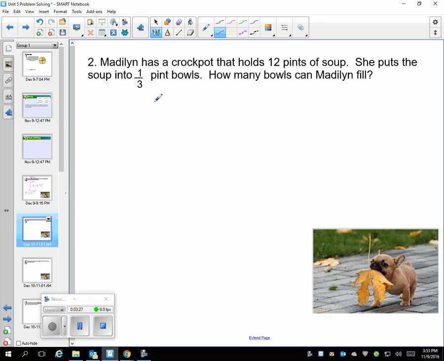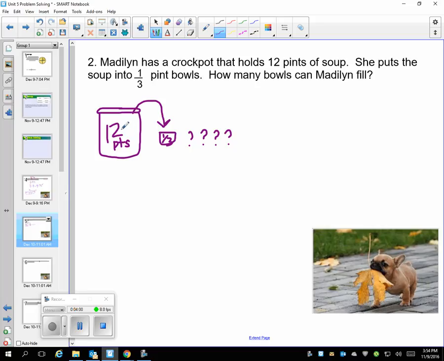Okay, to help me figure it out, sometimes I have to draw, just even if it's a silly little picture. Okay, so I know she's got a crock pot, right? And it's got 12 pints in it. And what is it that she's wanting to do? She's wanting to take this 12 pints of soup and put it into 1/3 pint bowls. So she's going to take some out and put it in a bowl that holds 1/3 of a pint, right? How many bowls can she fill? So you want to see how many times she can do that.